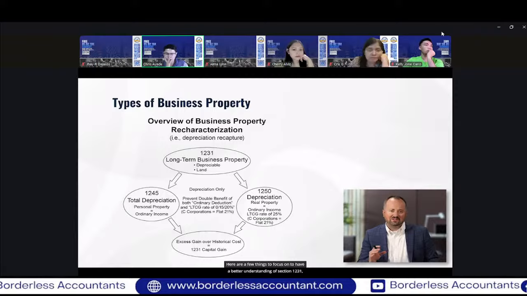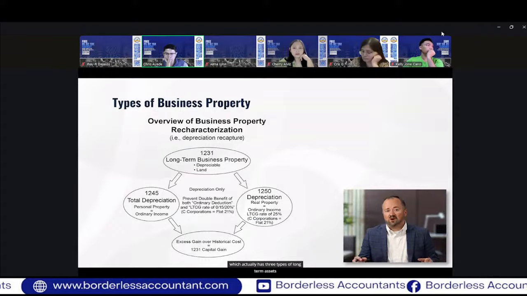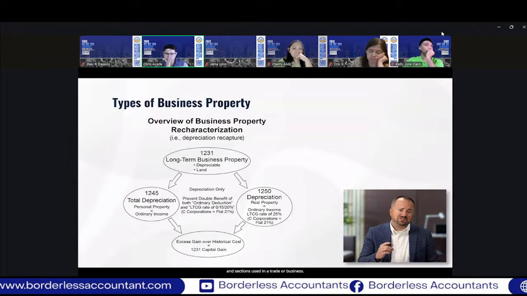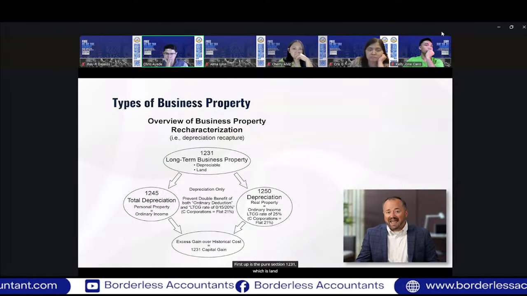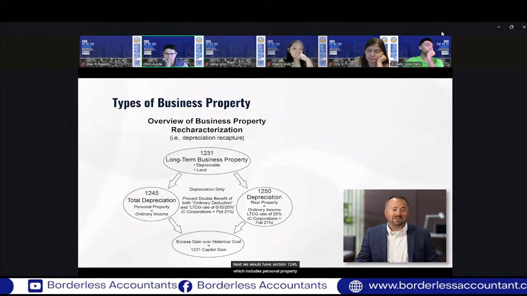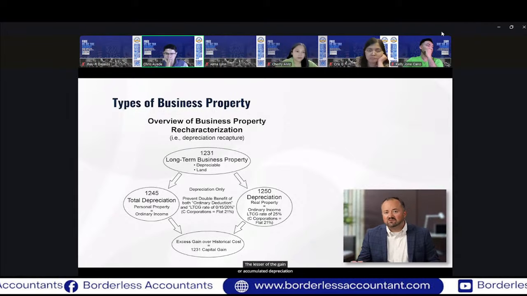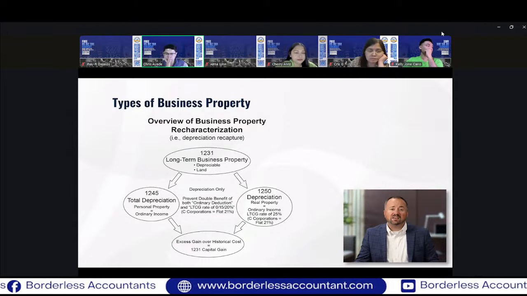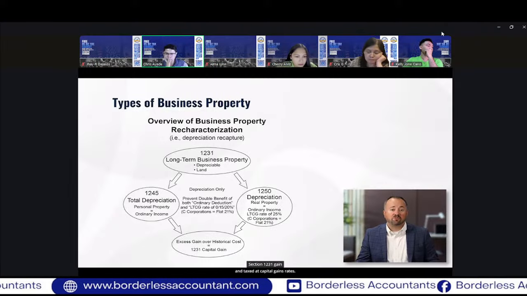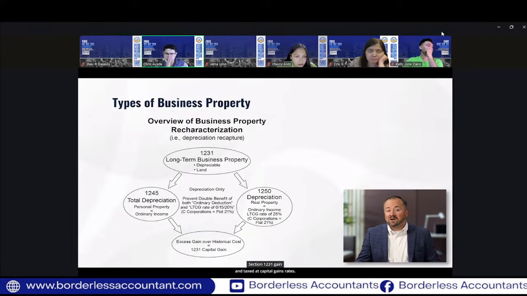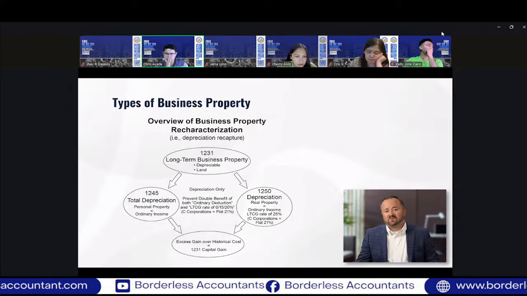Here are a few things to focus on to have a better understanding of Section 1231, which actually has 3 types of long-term assets and sections used in a trade or business. First up is the pure Section 1231, which is land, and land is not depreciated. Next, we would have Section 1245, which includes personal property and intangibles. The lesser of the gain or accumulated depreciation is recaptured as ordinary income. Any remaining amounts are considered Section 1231 gain and taxed at capital gains rates. There is no recapture when Section 1245 property is sold at a loss.